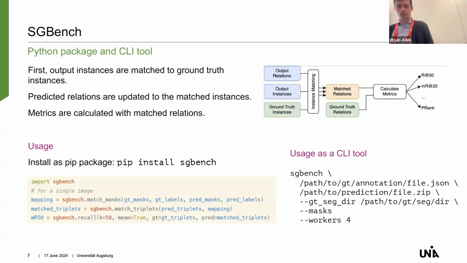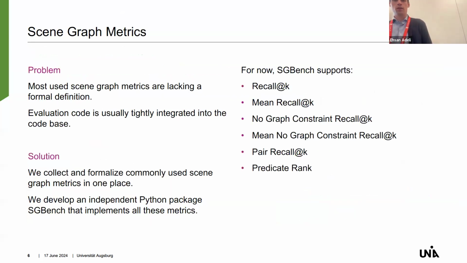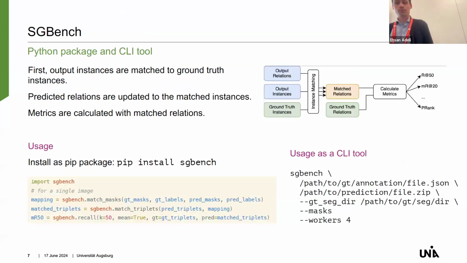I think this was the slide before, but I think I've also told everything. So let's go to the next slide. The Python package tool. What SGBench does is we have the output relations and the output instances, and we have the ground truth relations and the ground truth instances. The first step is to match ground truth instances and output instances, because you have to check, is the predicted human also the ground truth human, and so on. And once you have this mapping, you can map the output relations to use the same reference point as the ground truth relations, and you just have to compare the predicates, right?